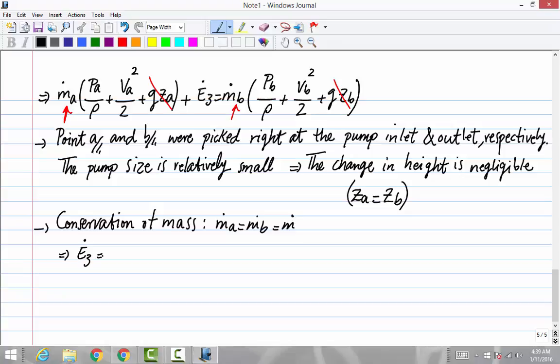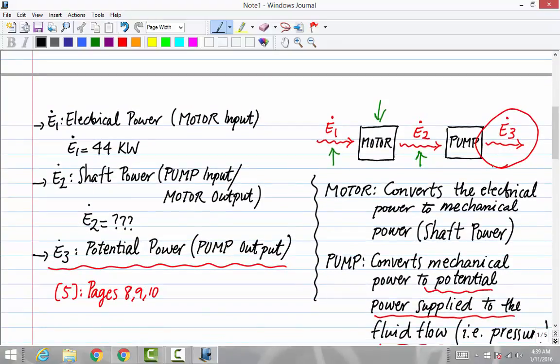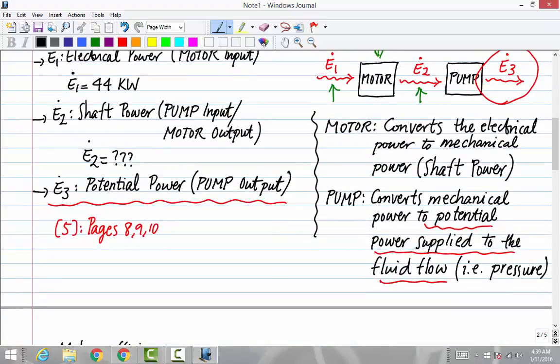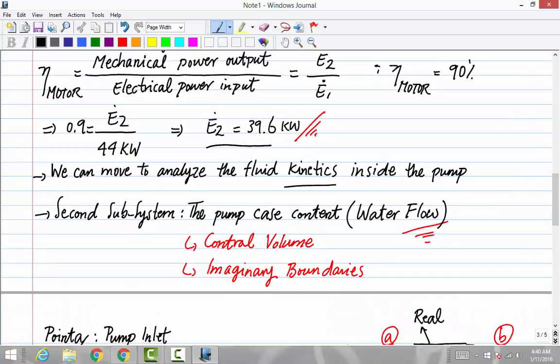Anyway, I'll end up with, and I can take those parentheses to the one side, E dot 3 equals m dot times PB minus PA divided by rho plus velocity squares difference divided by 2. So now we found E dot 3. Once again, if you check the block diagram, we can find the E dot 3. And if we divide E dot 3 by E dot 2, then we can find the answer. The question asks for mechanical efficiency of the pump, power outlet divided by power inlet. So all we need to do is find E dot 3. We have previously found E dot 2. Where is it? Here, see? And that's it.